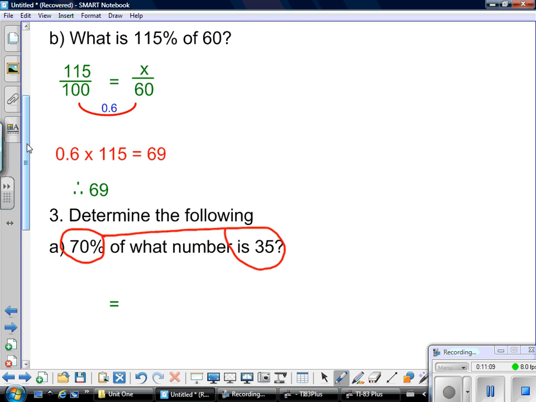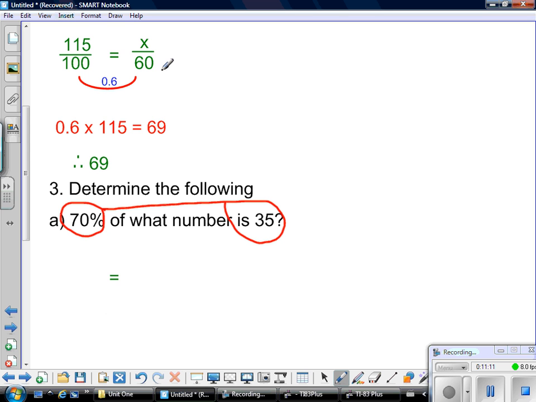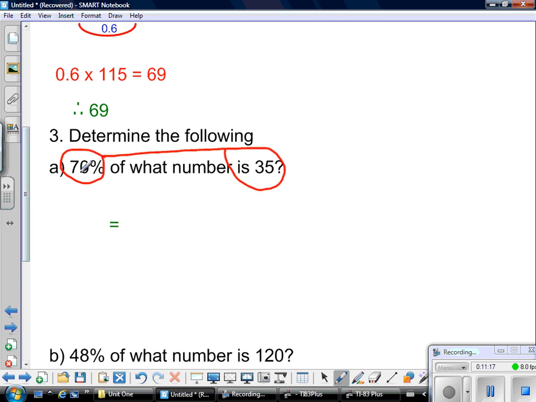Okay, so in a sense, now what we're finding is not the numerator, we're going to be finding the denominator. So we're going to set up the same way as we did before. So 70, that's going to be 70 over our 100. Okay, and remember is 35, so that means that that 35 needs to go on the top where the 70 is. And this is what I need to find, is the denominator.